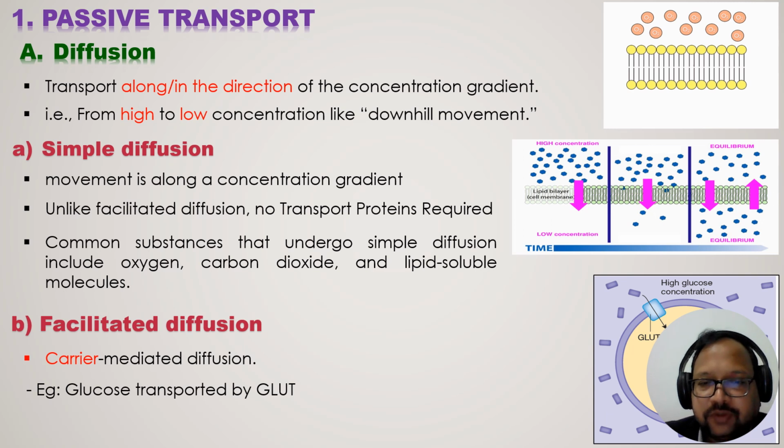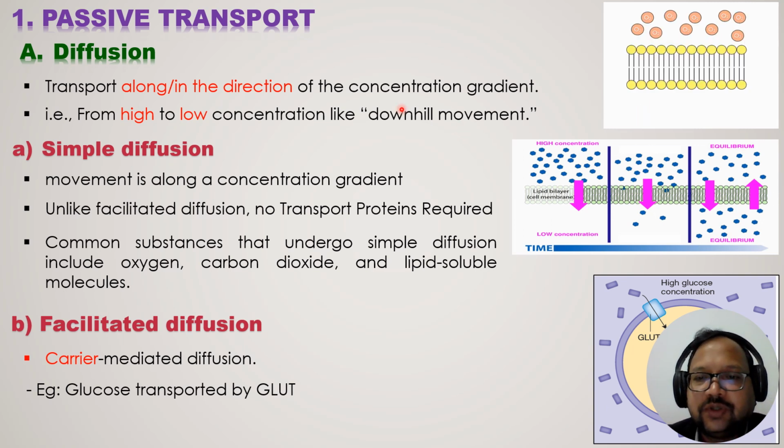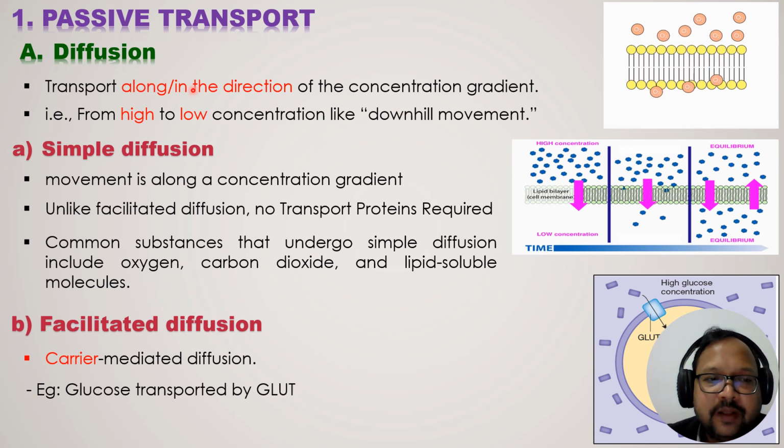So what is passive transport? In passive transport, there is no requirement of any energy for the transport of any substance. The molecule moves from higher concentration to lower concentration. The first type is diffusion. Diffusion is further divided into two types: simple diffusion and facilitated diffusion.